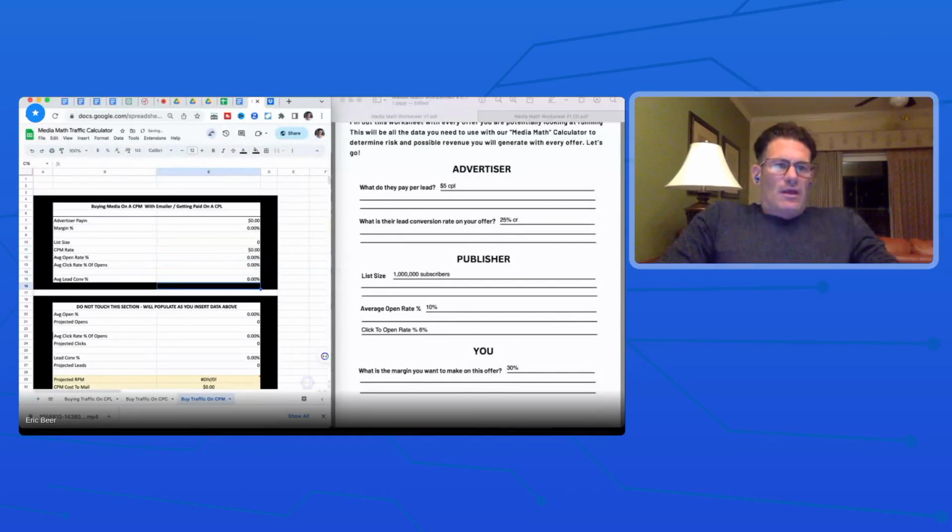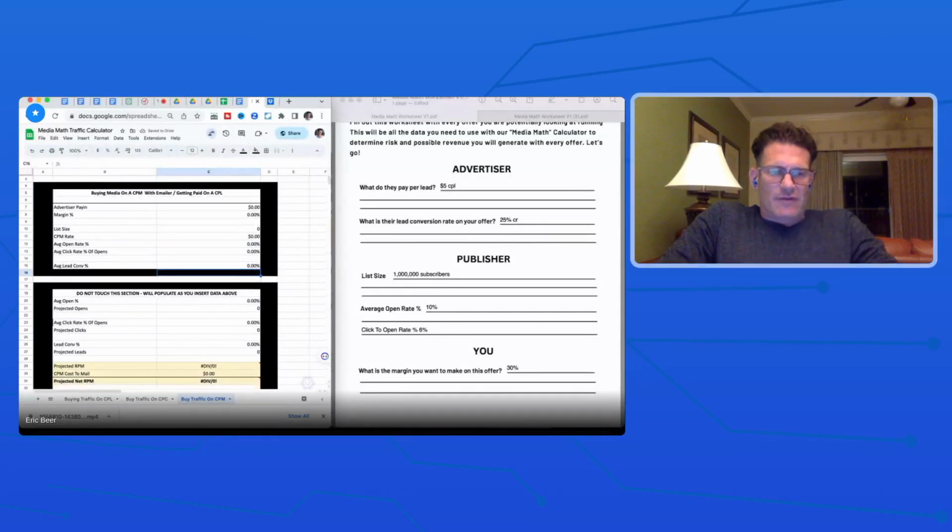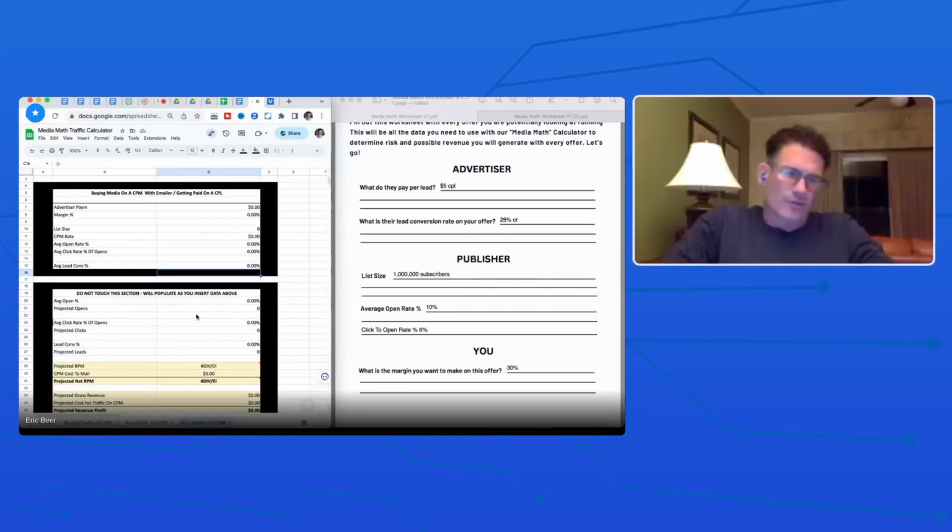Okay, so this is the calculator that we created for you, right? And this is showing all the data. We've done it for you, really. This is the input, that's the output.